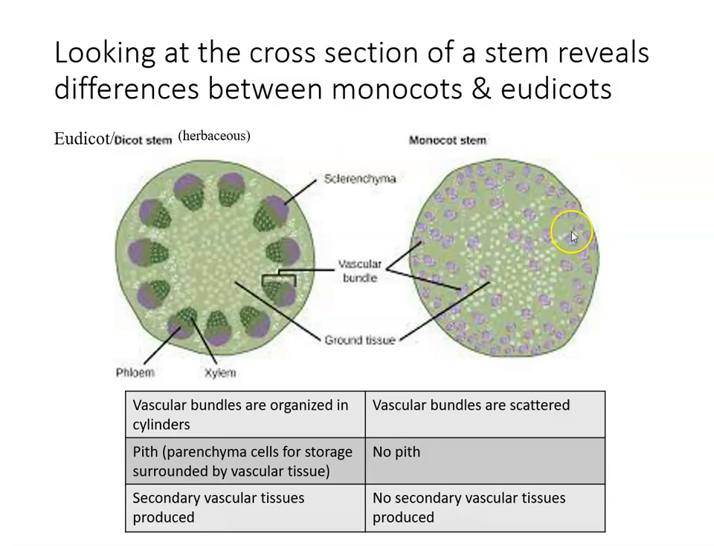On the right side now, let's take a look at the monocot cross section. The vascular bundles, these little purple areas there of xylem and phloem, they're scattered around, and there's no clear defined pith. There is ground tissue in between all of those vascular bundles, but it's not in one central location. So these are trends that you can look for when trying to differentiate between monocots and eudicots.